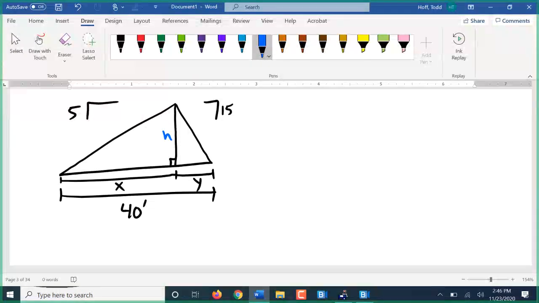Okay, it's been 5 minutes. Let's take a look, see how you're doing. I know you may not be done yet. But again, we're going to describe our span here. We know that x plus y equals 40 feet is our total span. Now we look at each side of this separately.